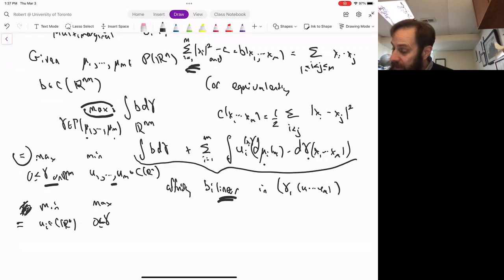And to interchange the min and max, it's convenient to collect the terms in a slightly different way. So it's like the integral over R^(nm) of b(x_1 up to x_m) minus the sum of the u_i(x_i)'s.